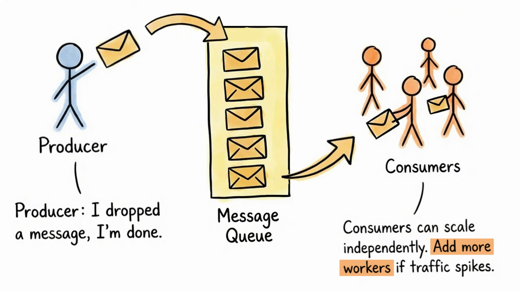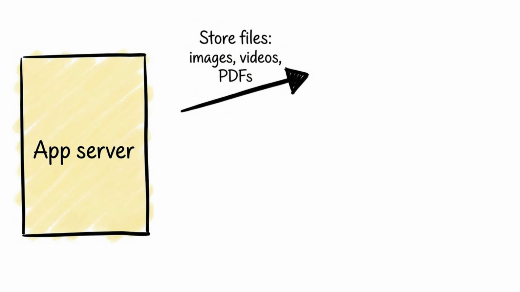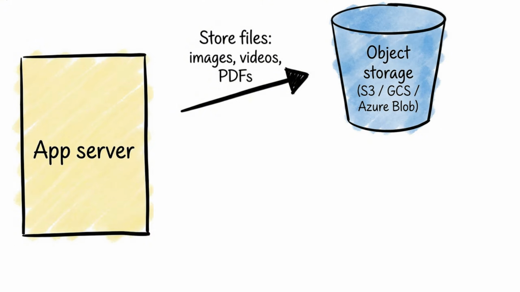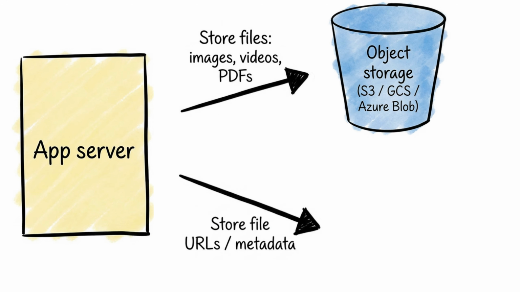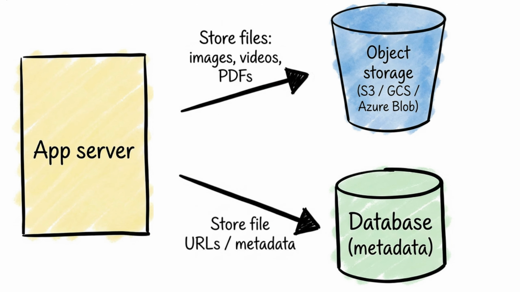If traffic spikes, you add more workers. Next building block: storage beyond the main database. For blobs like images, videos, PDFs, or backups, you use object storage. Some examples are S3, GCS, Azure Blob. Store files there and store a reference to them in your database.